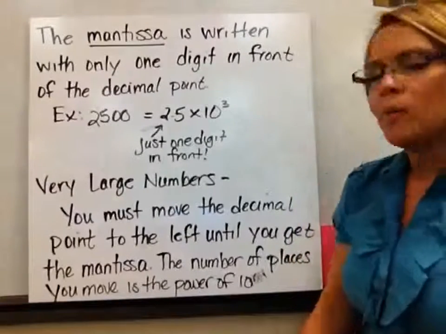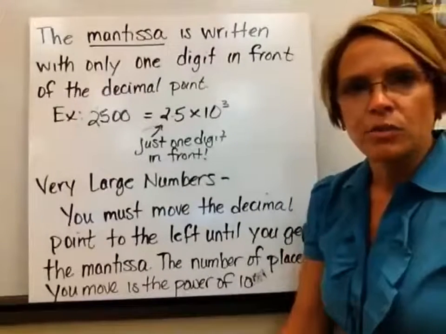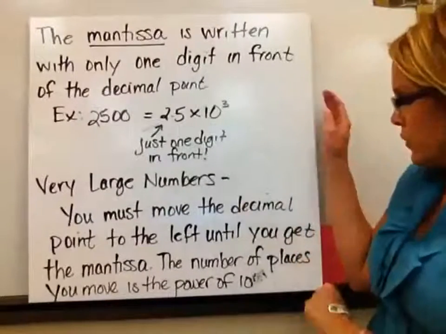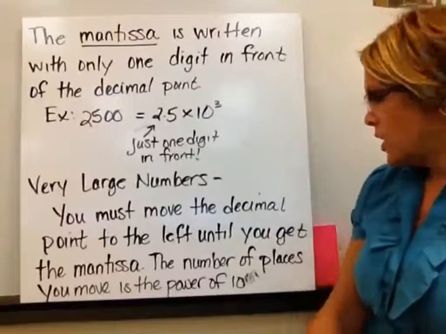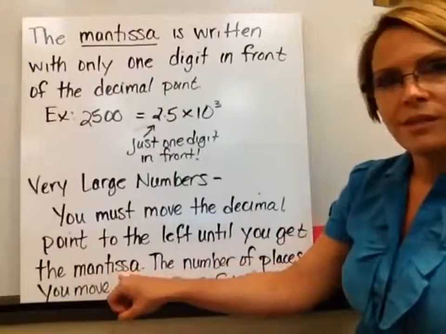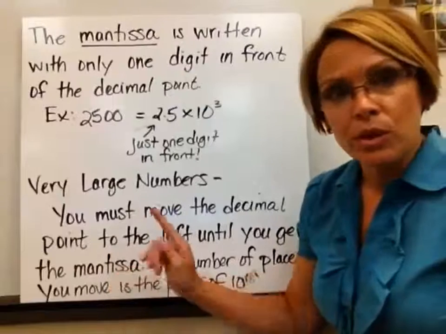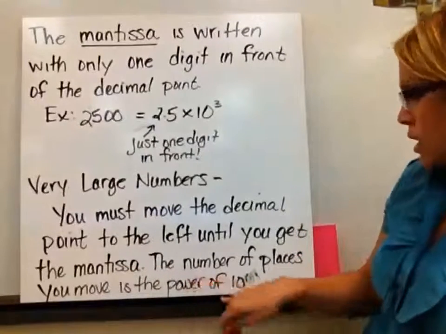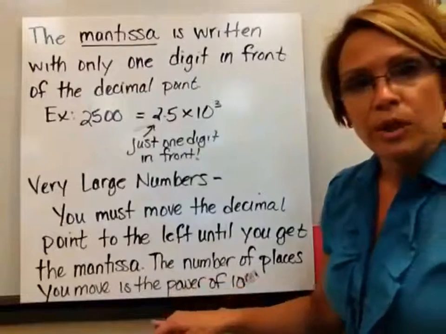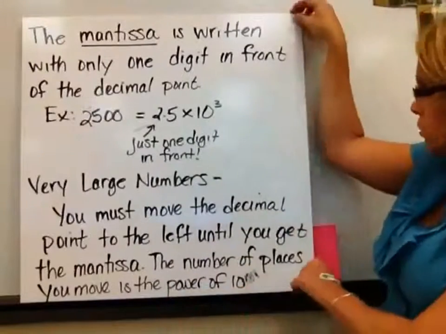Alright, so let's talk about how we write scientific notation with very large numbers. First of all, you must move the decimal point to the left until you reach the mantissa. Remember, which is a number with only one digit in front of the decimal point. The number of places that you move is going to be your power of 10. So let's look at some examples.